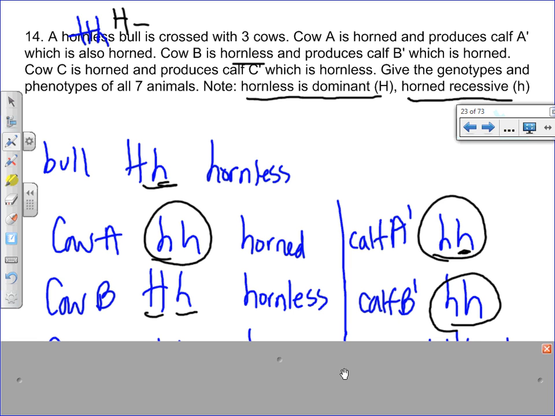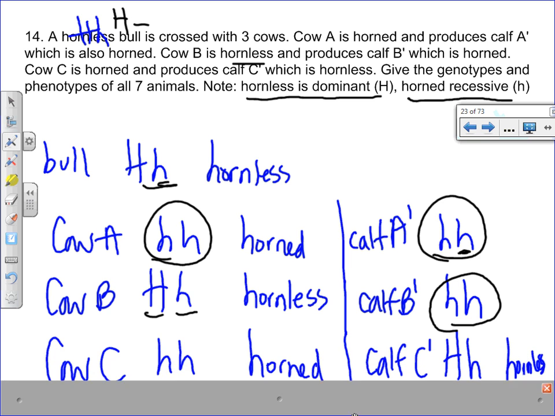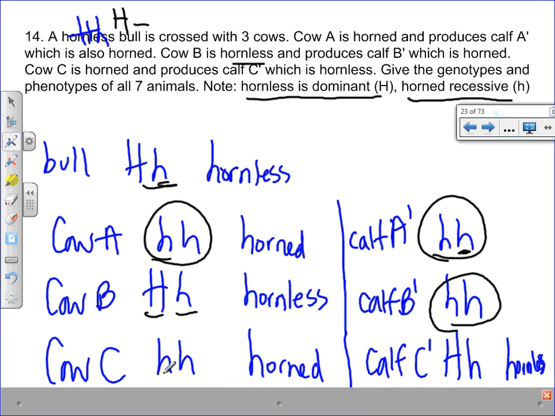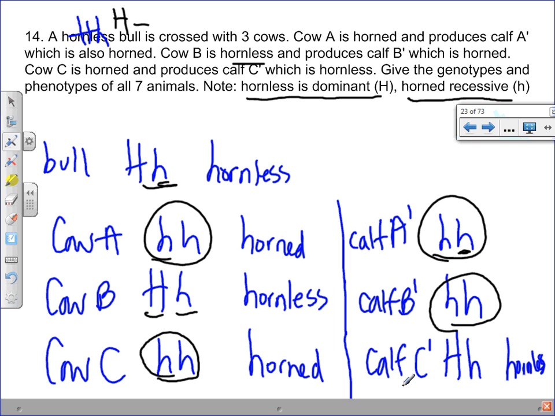Cow C is also horned. So cow C is horned. It's got to have little h in order to be horned. Their calf, when they make one, is hornless. Okay, so we know it has to have a big H, but since the mom cow has only little h's, it must give a little h to the baby. So it's got to be big H, little h.